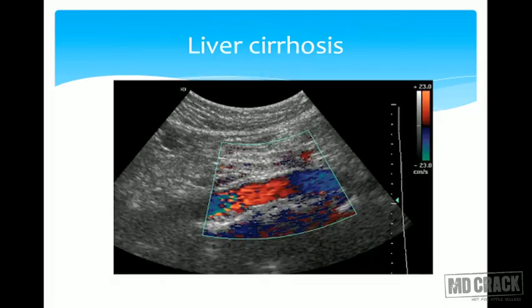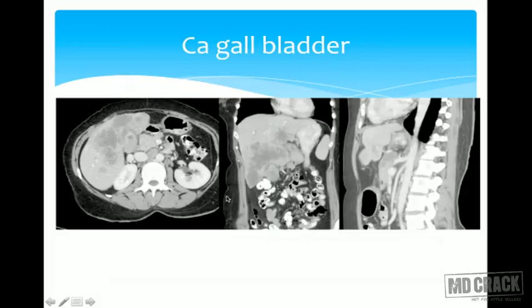Liver cirrhosis. Ultrasound can be used to evaluate the portal vein to look at whether there is an obstruction or not, whether there is hepatofugal flow or not. So this is evaluation of the portal vein showing flow within the vein.